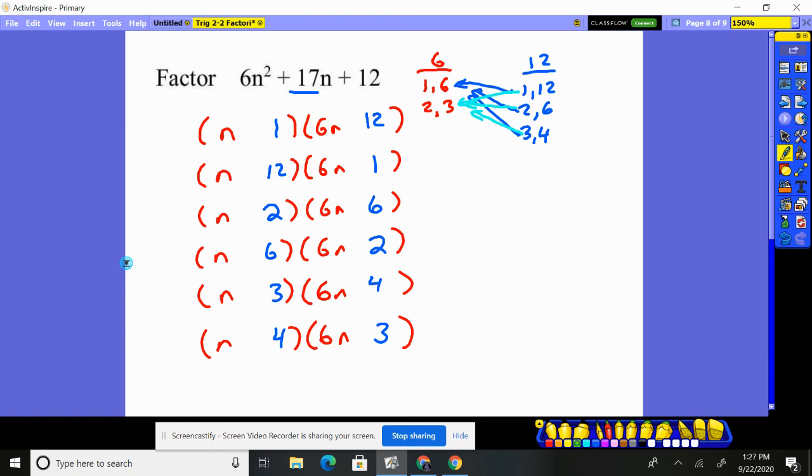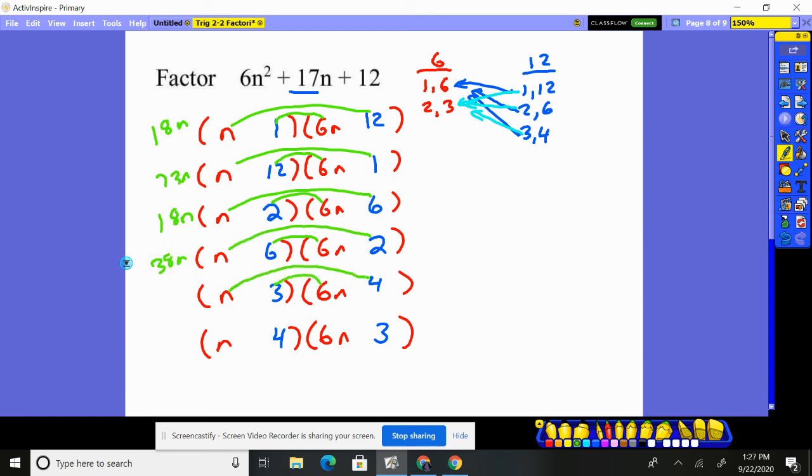Okay, so let's see, that's 6 and 12. 6 and 12 would be 18n. That would be our center there. 72 and 1, that'd be 73n. That's not working. 12 and 6. 12 and 6 is 18, close. Again, 36 and 2 is 38n. 18 and 4, 22, 24 and 3, that gives us 27 in the center. None of it's 17. Darn.